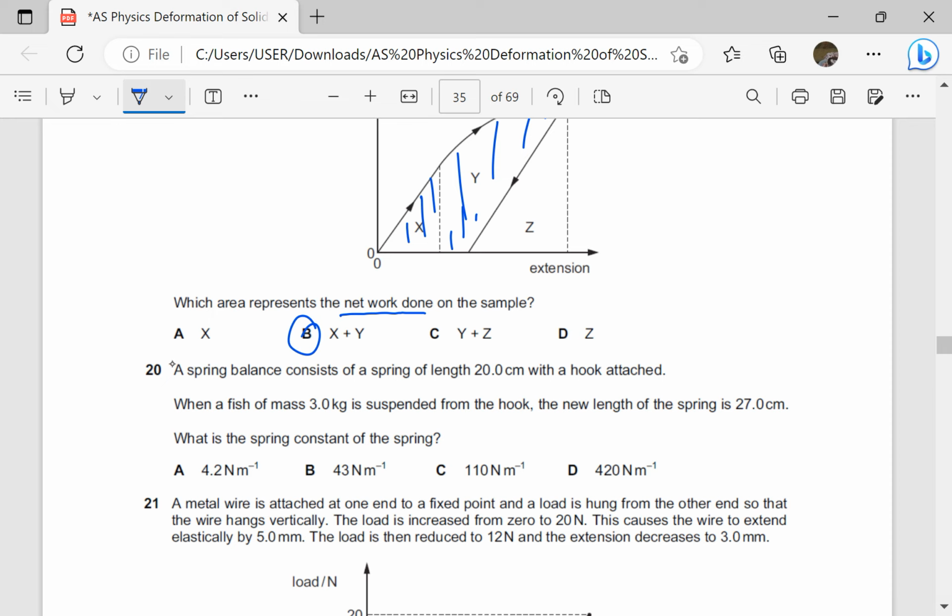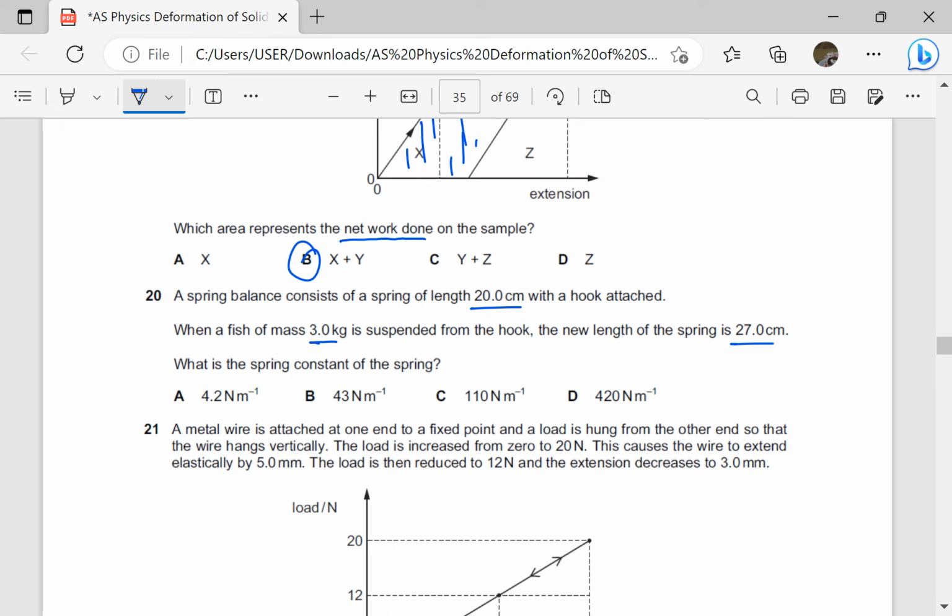A spring balance consists of a spring of length 20 centimeters with a hook attached. When a fish of mass 3 kilograms is suspended from the hook, the new length of the spring is 27 centimeters. What is the spring constant, K? So we know that K is going to be equal to the load divided by the extension X.